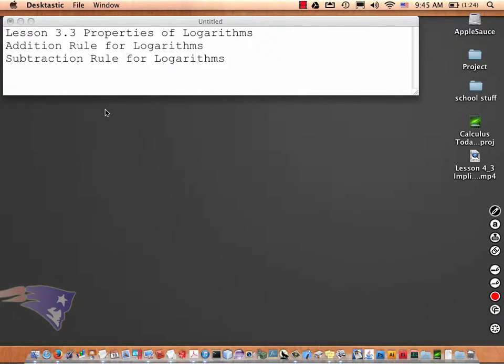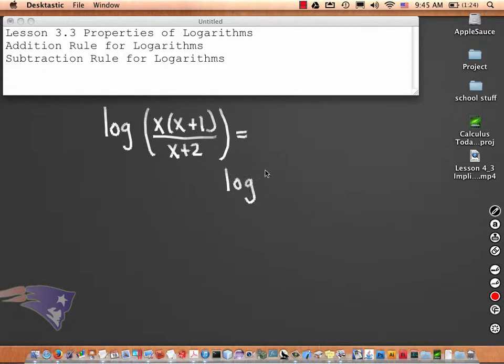Now, what if I have the logarithm of x times x plus 1 over x plus 2? Well, first, let's look at the numerator. What is the numerator? It's x times x plus 1. So log of x times x plus 1. You're right. You told me what the next step would be. I'm just going to take it one step at a time, though.